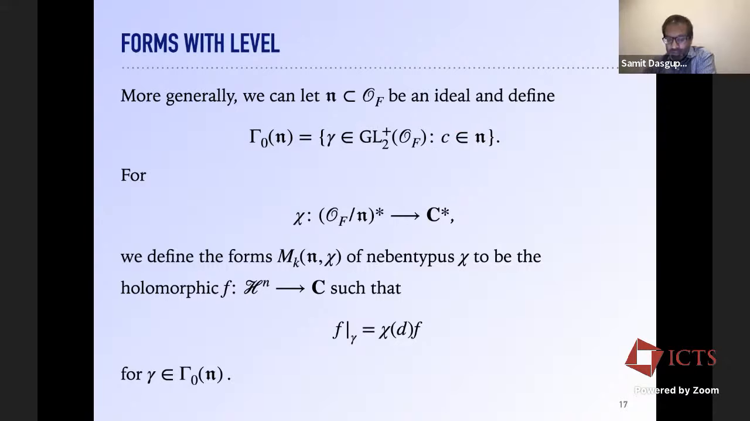And under this bigger subgroup, you have this extra root of unity factor, which is that it transforms by multiplication by a character. So this is a direct generalization of forms with Nebentypus for SL2(Z). Now, there are generalizations of all these definitions to the case where the narrow class number of F is not 1.